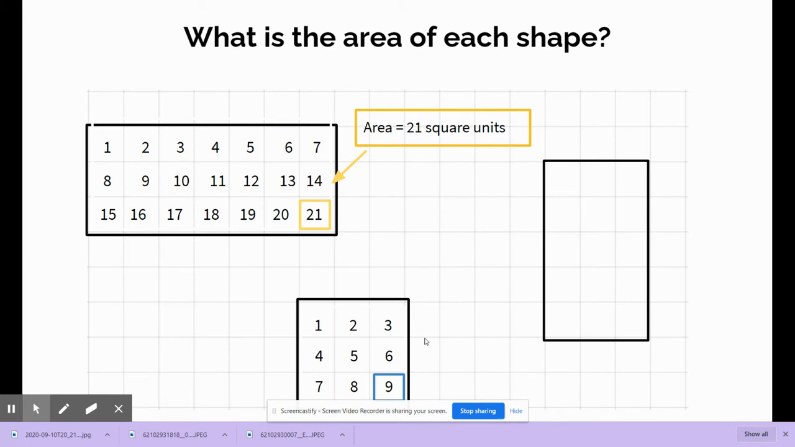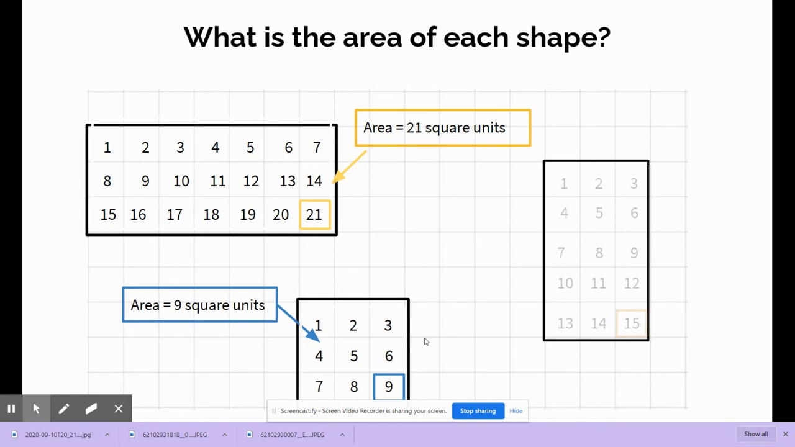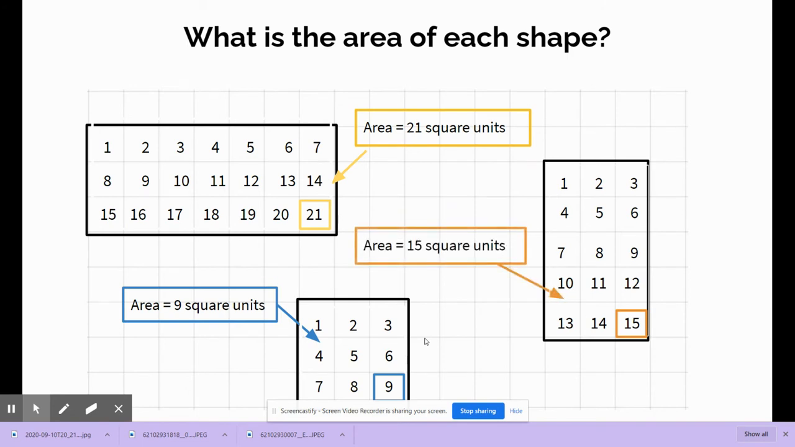All right, and once again at the square, we count every single square inside of it, and they're all lined up. So the area of that square is 9 square units. The area of this rectangle is 15 square units.